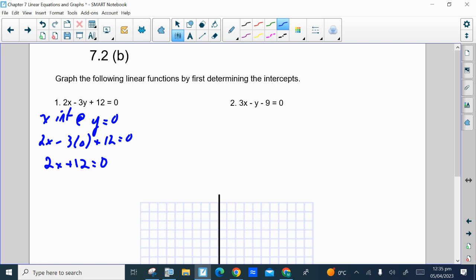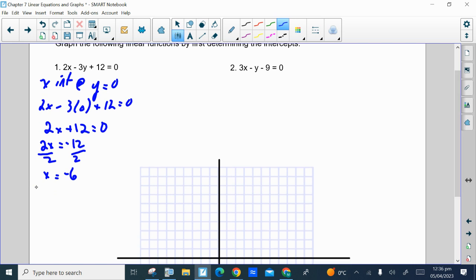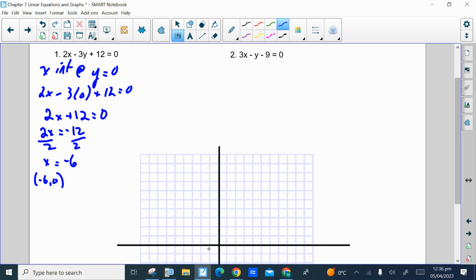You're just left with 2x plus 12 equals 0, which you can now solve for x by subtracting the 12 from both sides and then dividing both sides by 2. Negative 12 divided by 2 is negative 6. This value of x came from letting y equal 0, so you'll get negative 6 comma 0. That's the x-intercept. That's where the graph crosses the x-axis. Right, so that's that point right there.